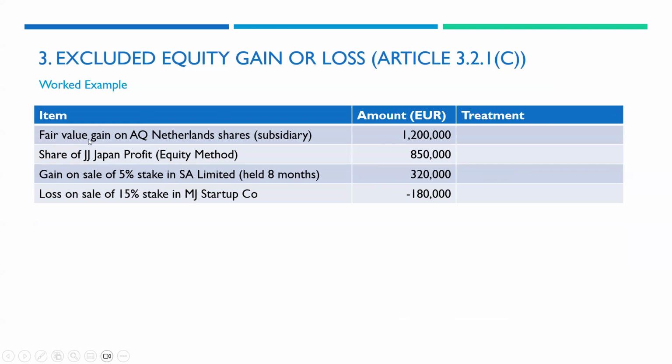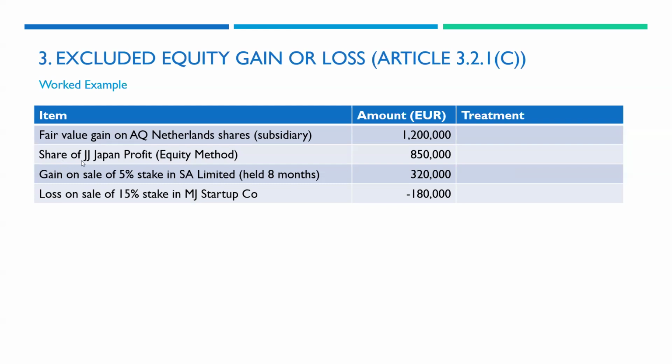Let's say that I have a fair value gain on AQ Netherlands shares, who's a subsidiary. The amount in my P&L is 1.2 million credit. What should I do? I should exclude or not? The answer is coming in. Ashik says exclude, just no says exclude.